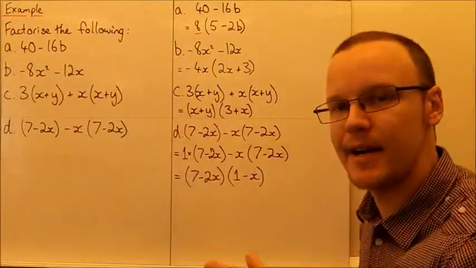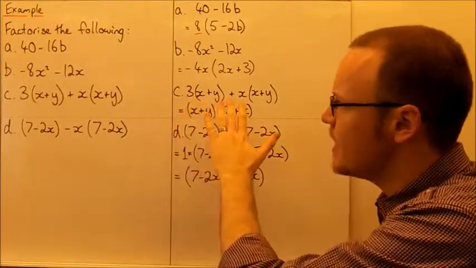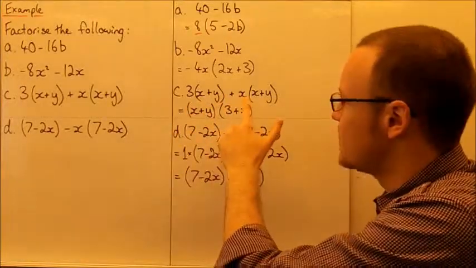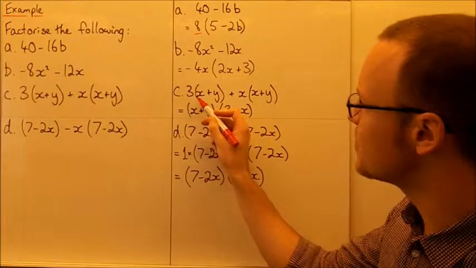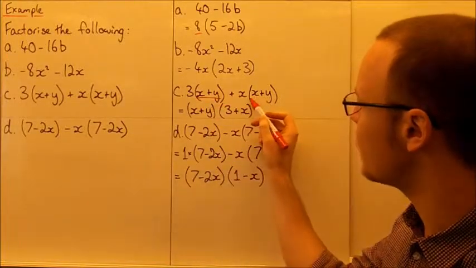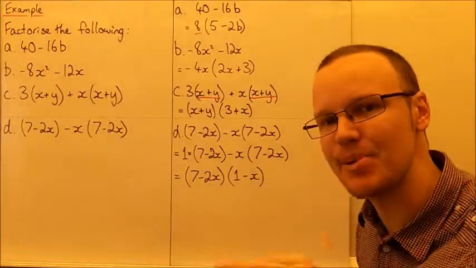Here we've got now something slightly a bit more challenging maybe. We've got 3(x plus y) plus x(x plus y). So you can see that both of these terms have the x plus y as common. That is the highest common factor, x plus y.